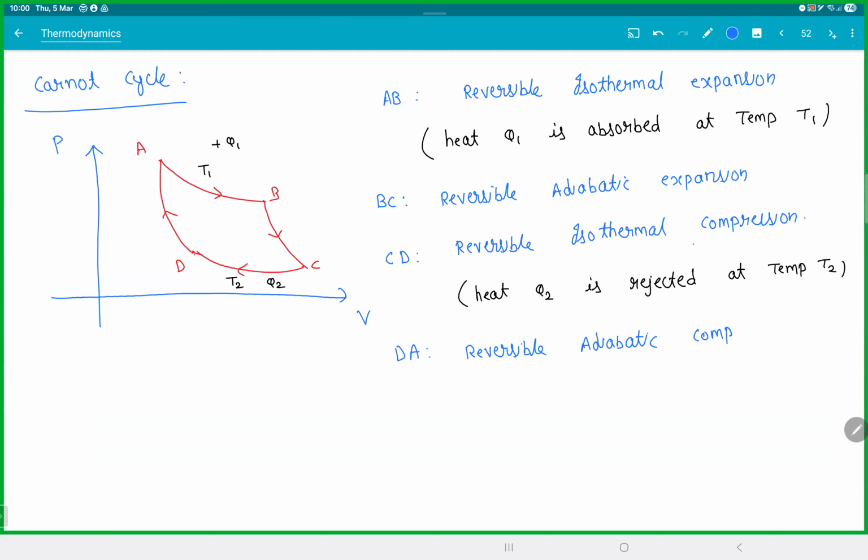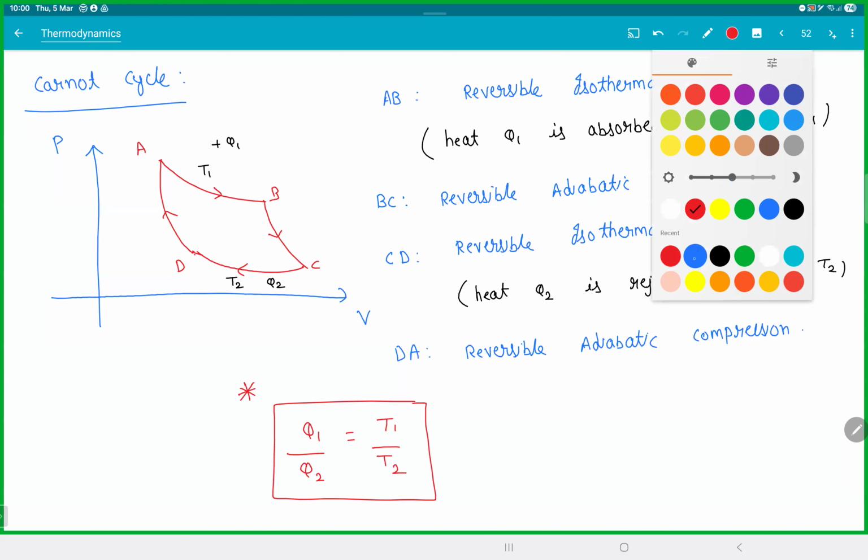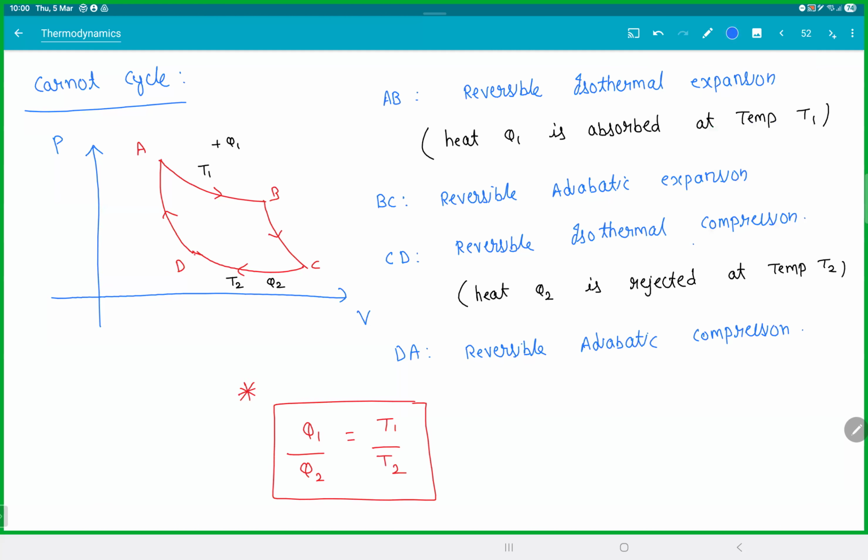You can actually assume some variables and solve this. You can find the ratio of Q1 and Q2. We will not get into this, but the main result is this: Q1 by Q2 will be the ratio of T1 by T2. You should definitely remember this result in a Carnot cycle. Let's see how to put it in a more usable format. There is a whole proof on this. We can do that, but we don't need it.